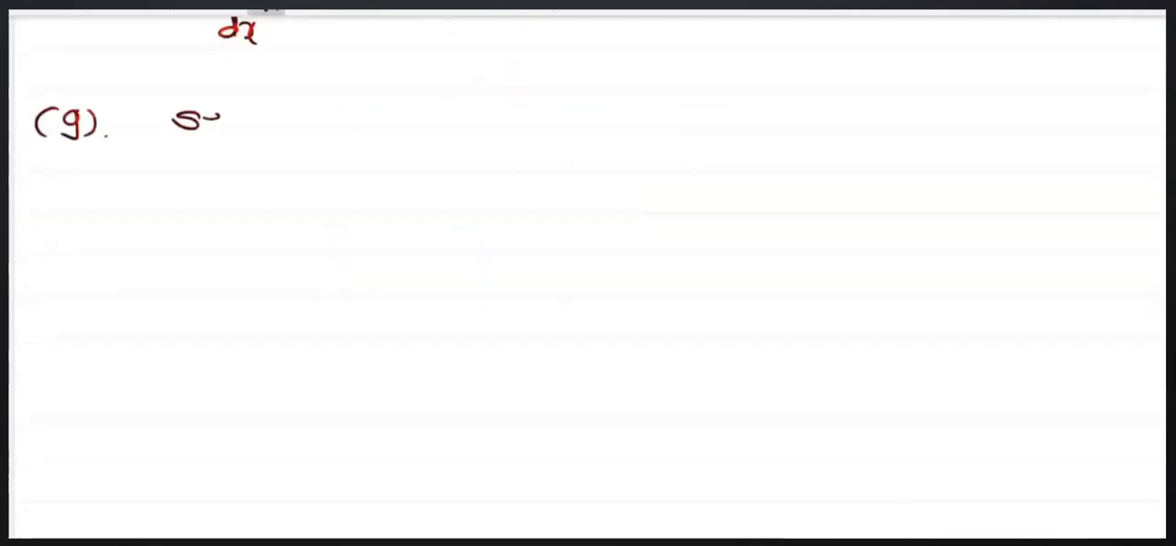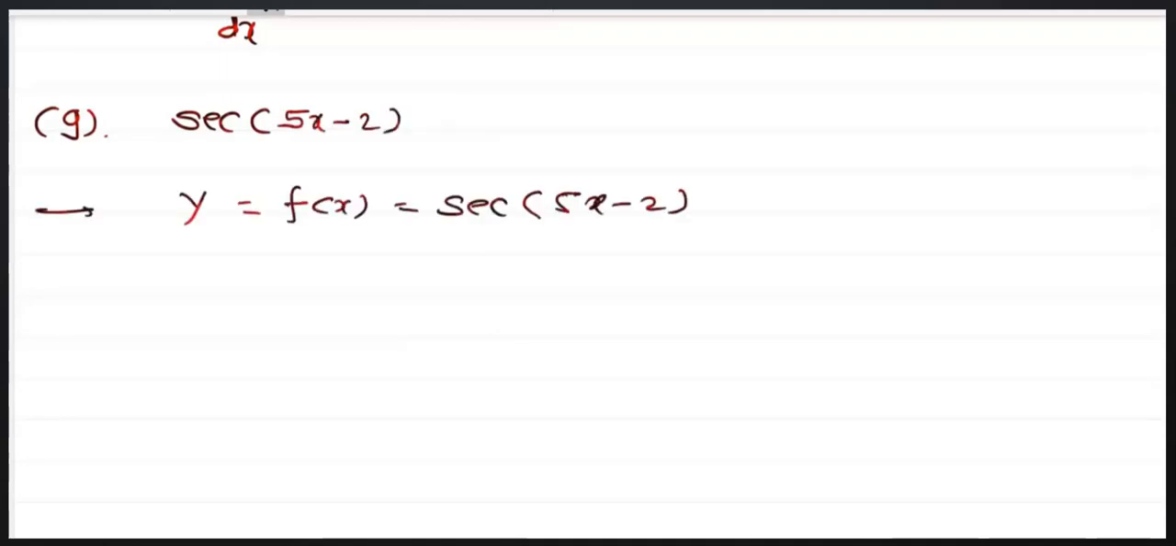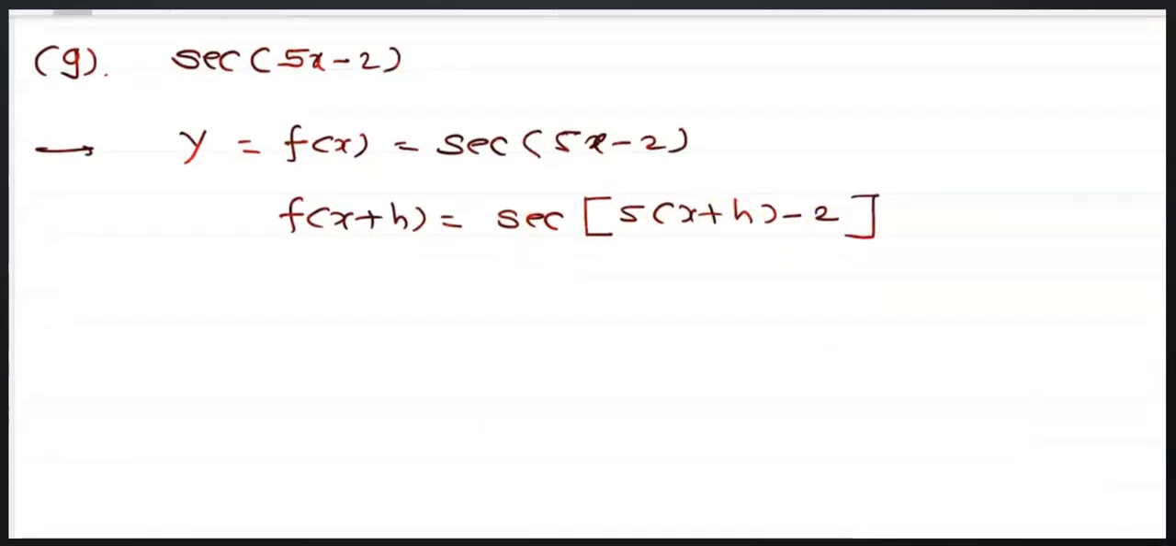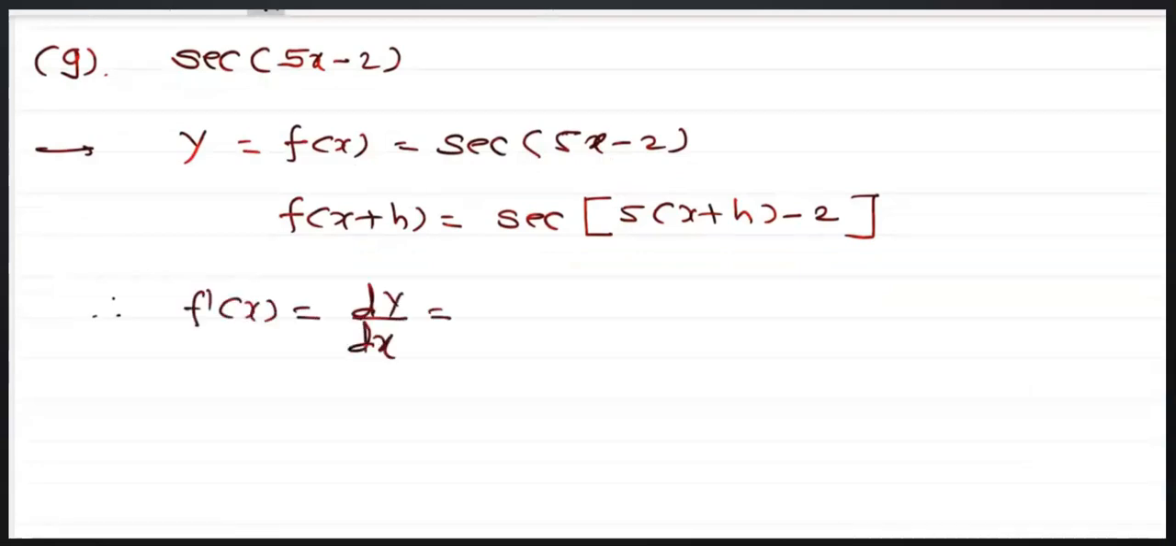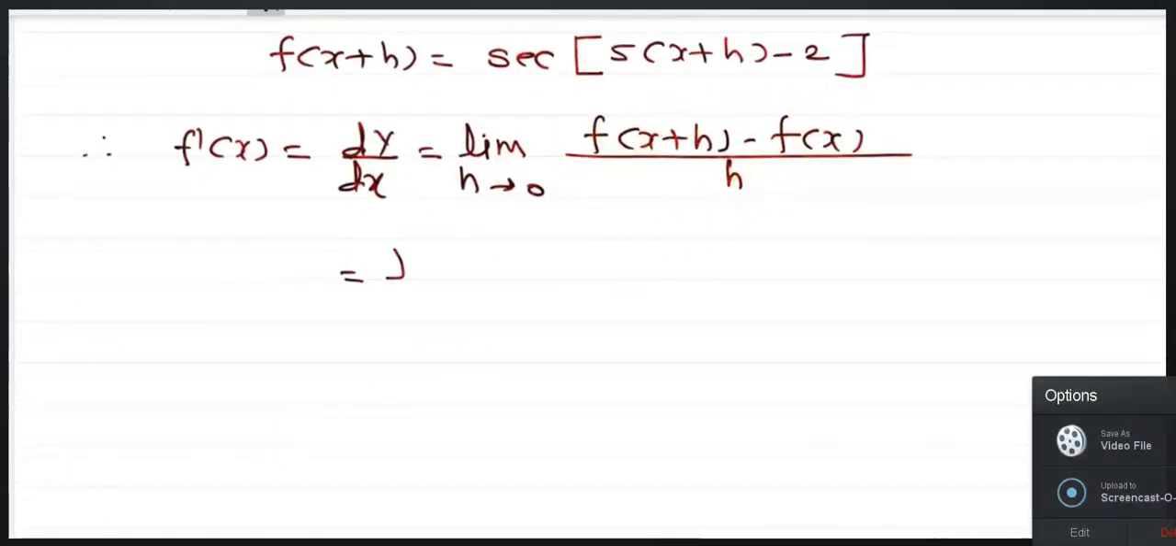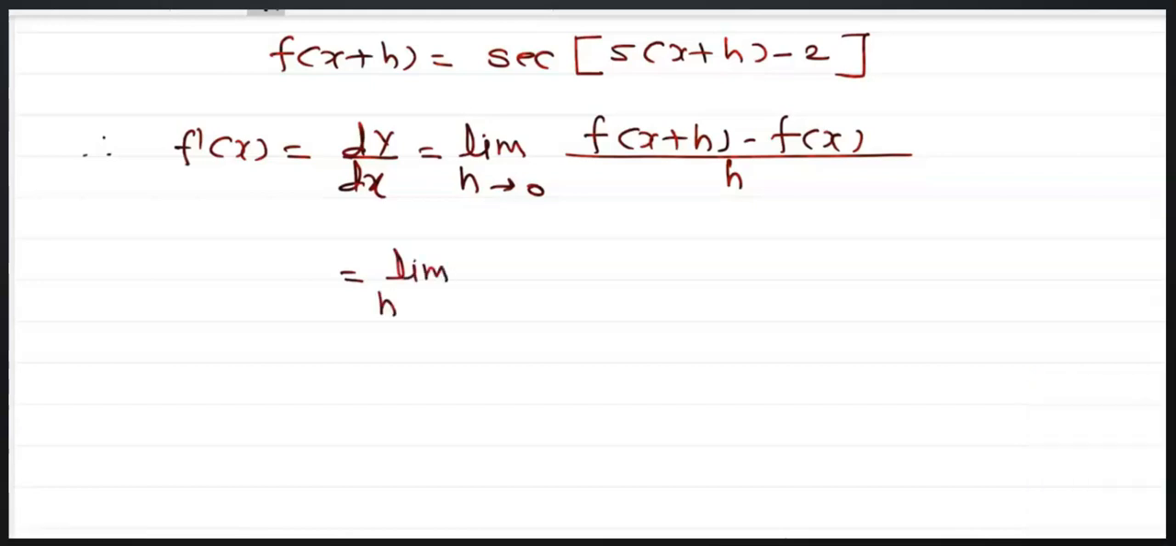Now y is equal to sec of pi x minus 2. Therefore f of x plus h is equal to sec of pi in bracket x plus h minus 2. Therefore f dash of x is equal to dy by dx is equal to limit h tends to 0 f of x plus h minus f of x upon h. Limit h tends to 0, sec of pi x plus pi h minus 2 minus sec of pi x minus 2 upon h.